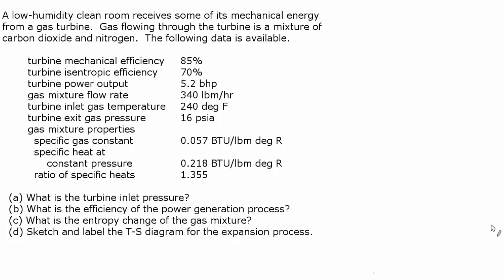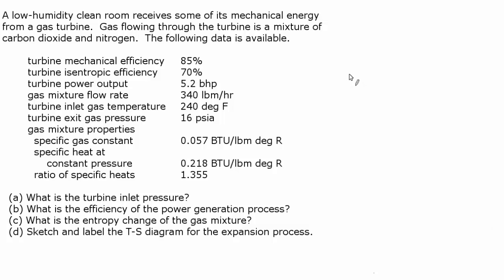And they want to know what is the turbine inlet pressure, what's the efficiency of the power generation process, what's the entropy change of the gas mixture, and they want us to sketch and label the TS diagram for the expansion process. So quite a few things to figure out there. I don't think this would be a problem that you would see. Maybe one of these questions would be a typical problem on the test. So this is a considerably longer and more in-depth problem than you would see on the exam.